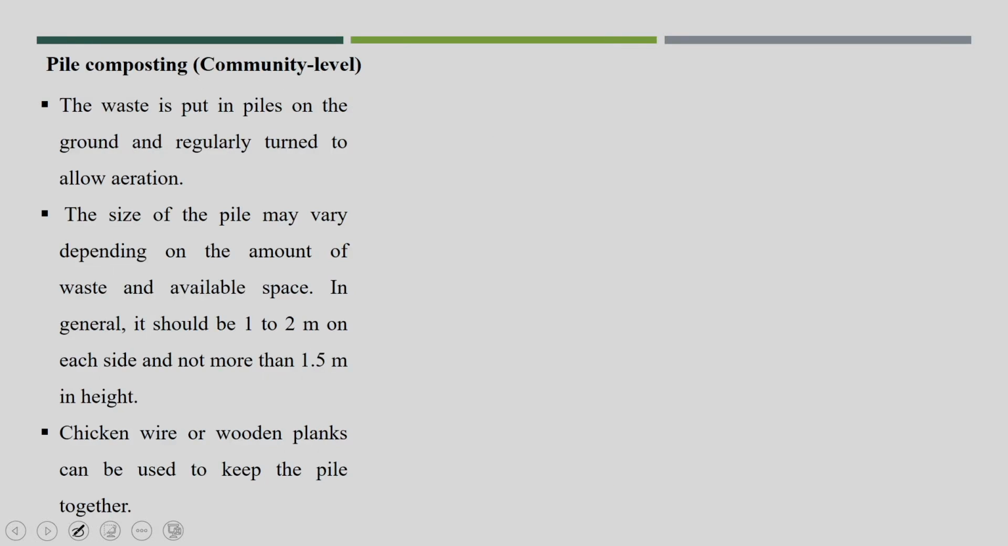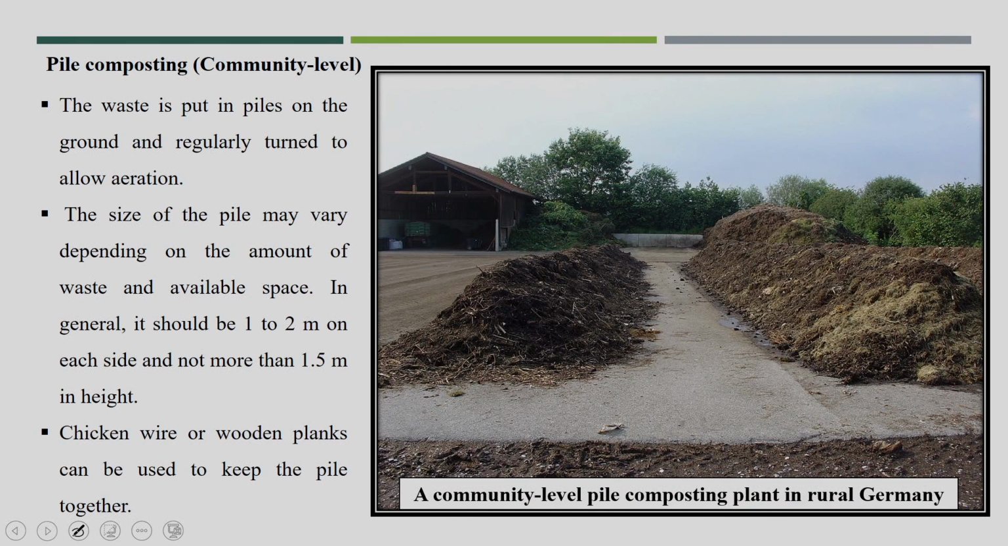This is another method, pile composting, where the waste is put into a pile. You see, these are the piles. This is also a community level method. The size of the pile may vary depending on the amount of waste. It should be 1 to 2 meters on each side, and not more than 1.5 meters in height, for proper degradation. Here aeration is possible very easily.